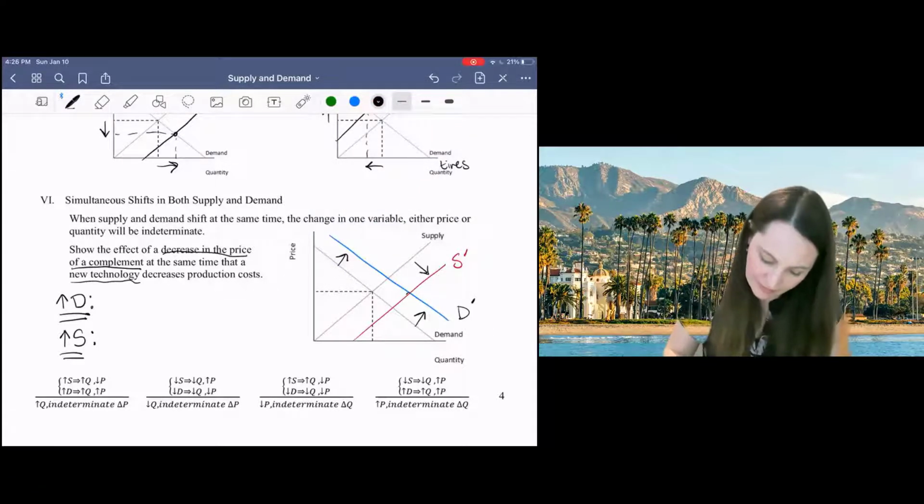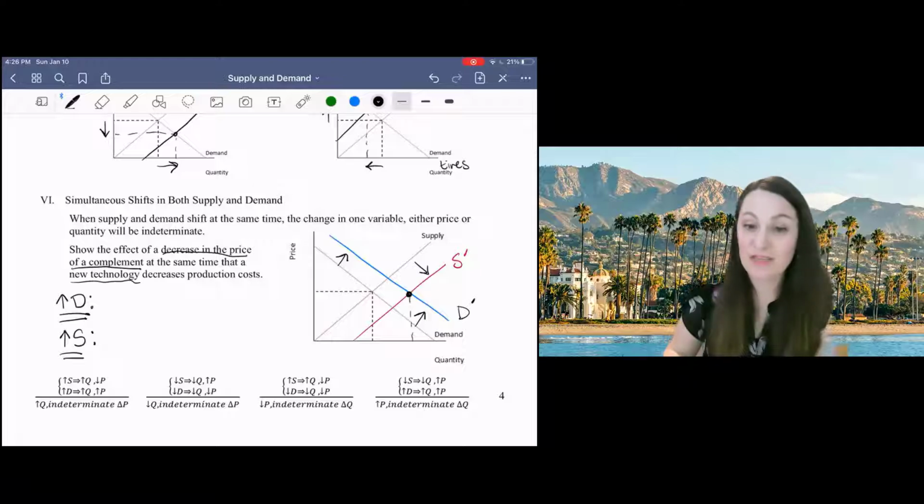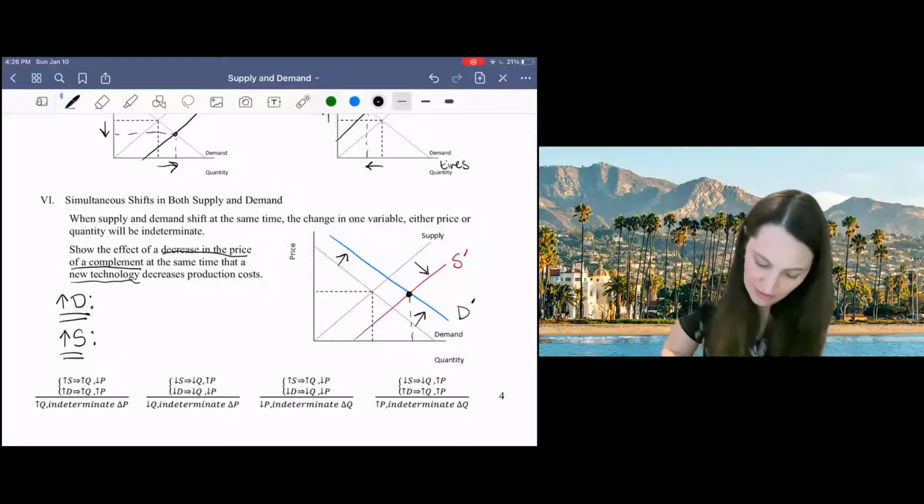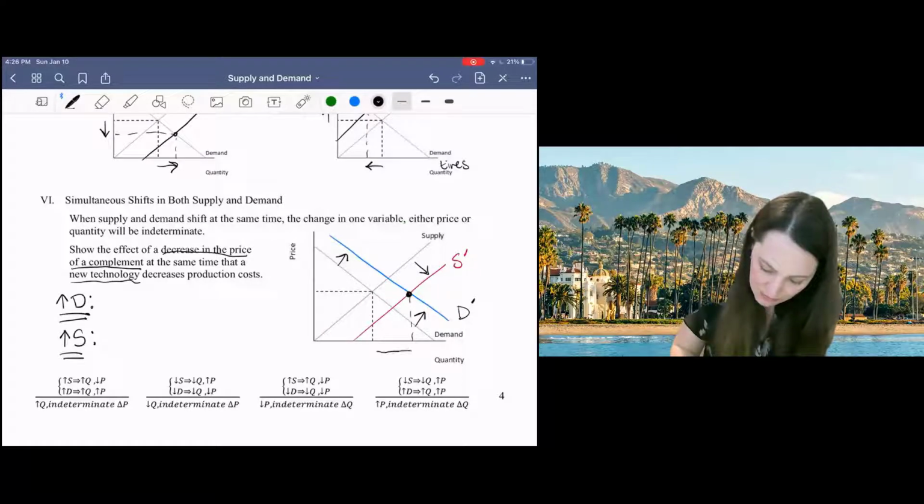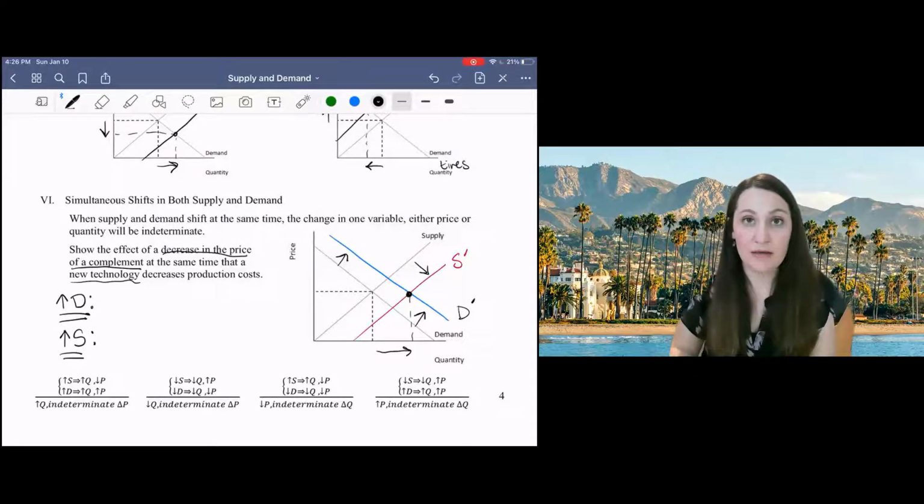The new equilibrium point will be at the intersection of the new supply and demand equations. Here, we will see that both of these factors lead to an increase in quantity. So it's clear that the new equilibrium will occur at a higher quantity. But it's unclear whether the price will be higher or lower than at the old equilibrium.